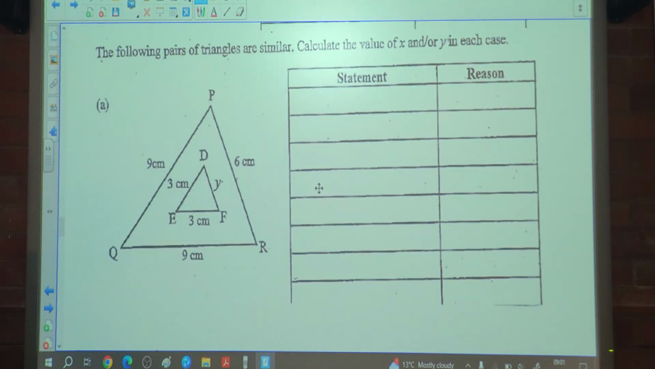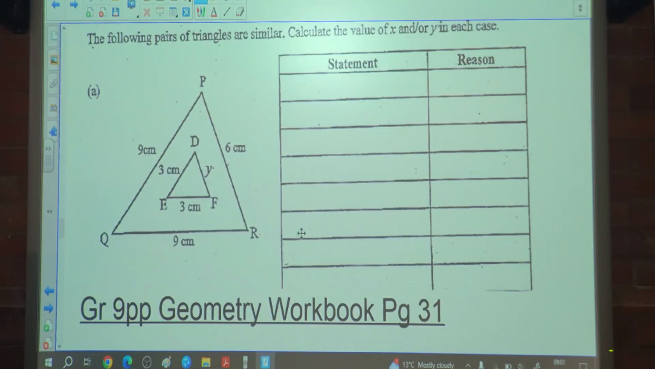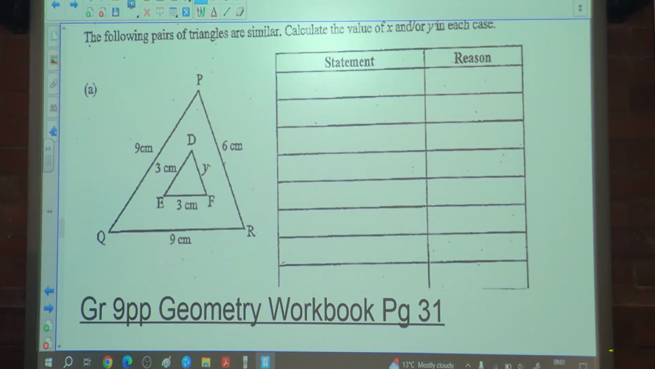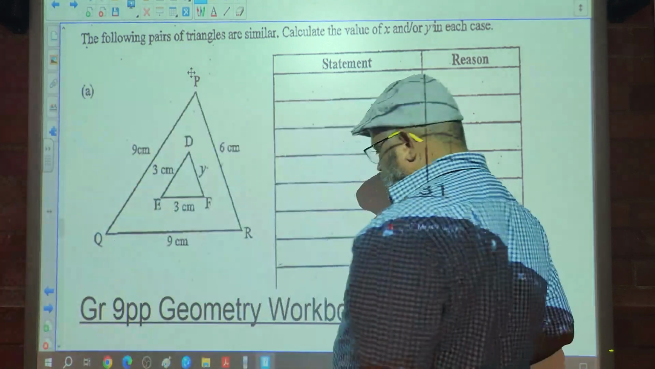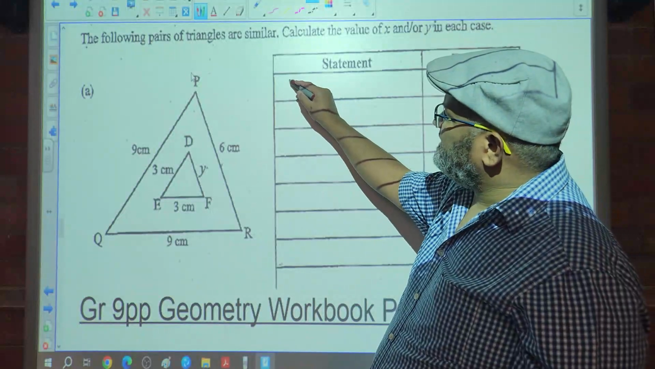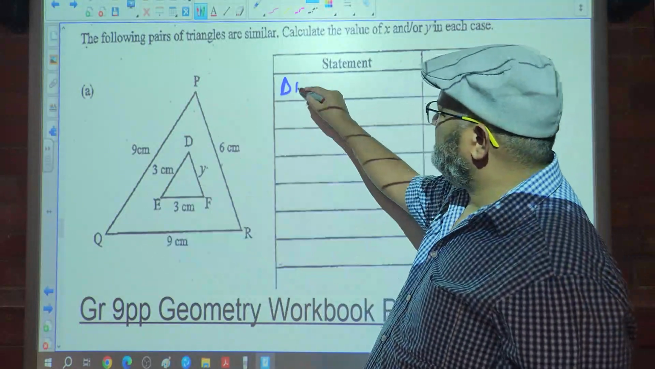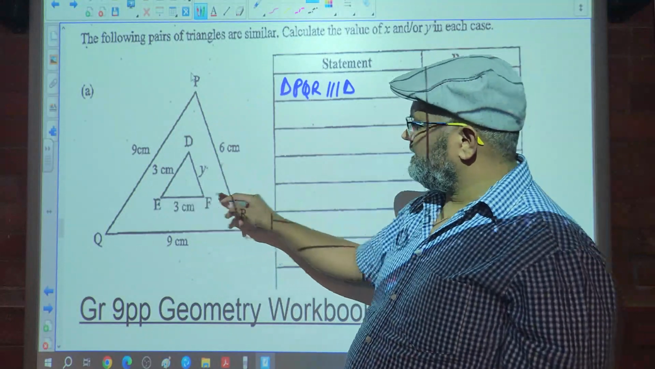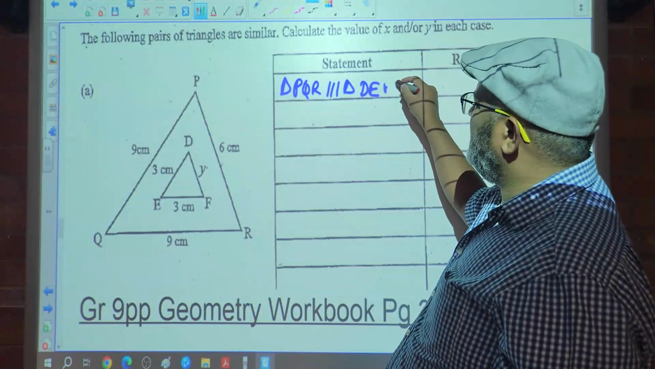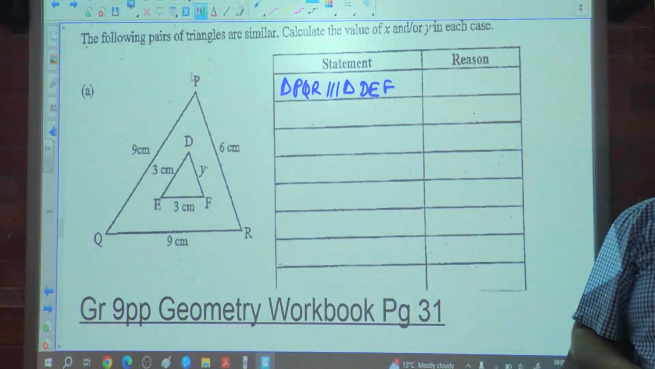So here we are told the following pair of triangles are similar. So here we are told the triangles are similar. Okay? Calculate the value of x and y in each case. Okay, so what can we say? The triangle PQR is similar to triangle DEF. And where are we getting that from? It's given.